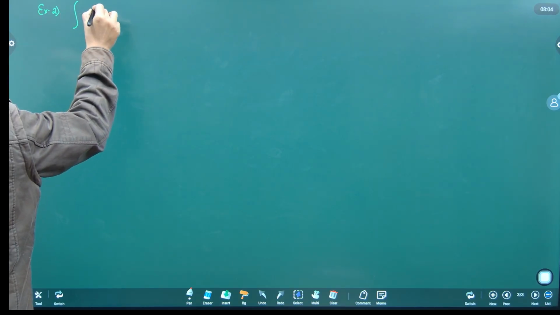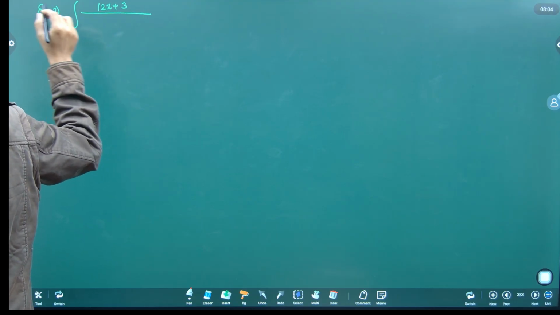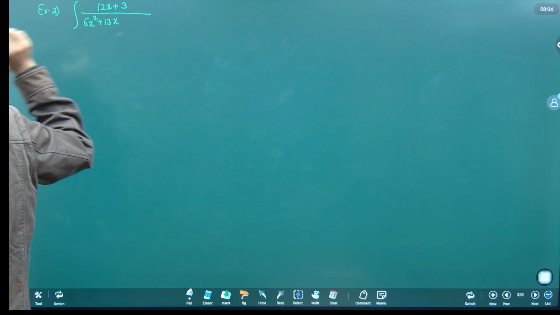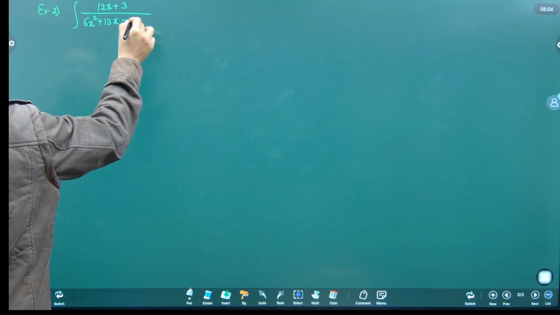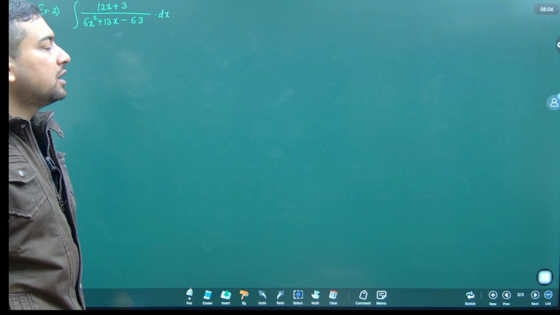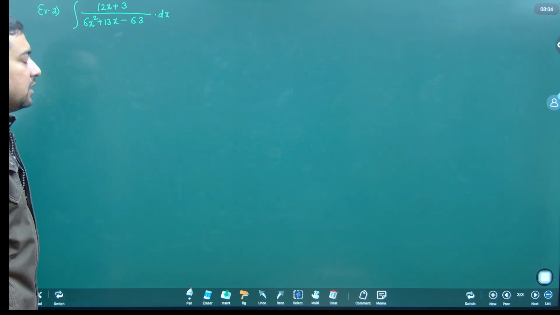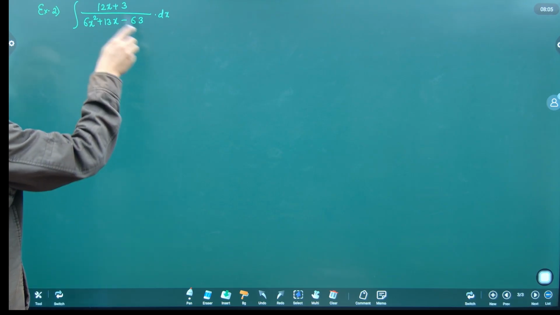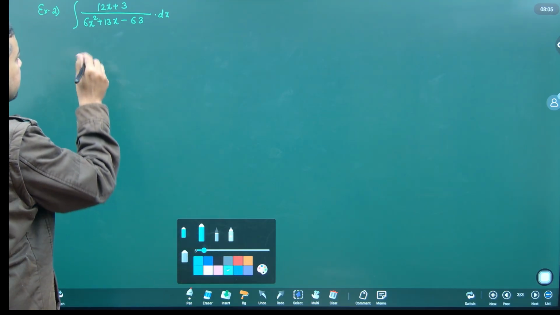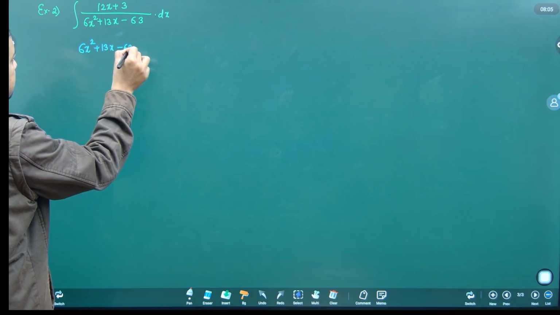Integral of 12x plus 3 upon 6x square plus 13x minus 63 dx. Now first observe whether you can find the factors of this or not. So 6x square plus 13x minus 63.